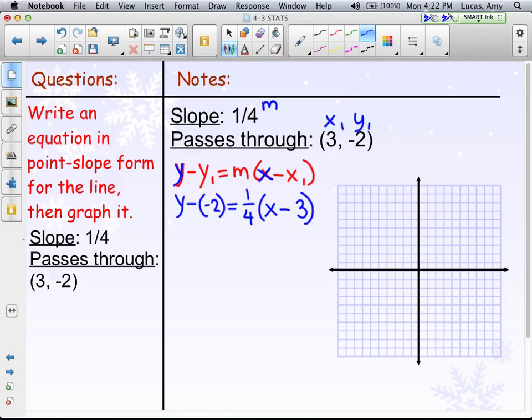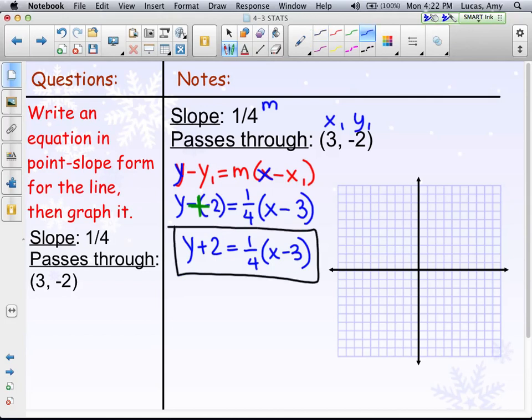Now to simplify this, the first y minus -2, I can turn that into a plus. So I'm actually going to have y plus 2 equals 1/4, and then in parentheses x minus 3. This is my answer. This is my equation written in point-slope form. It doesn't look very nice and neat. It still has parentheses. It still has a fraction. So it's just a different form, so it might take a little getting used to because it's not as nice and neat as slope-intercept form is.